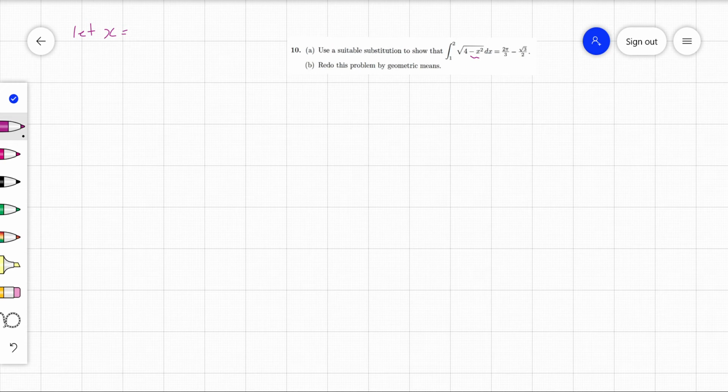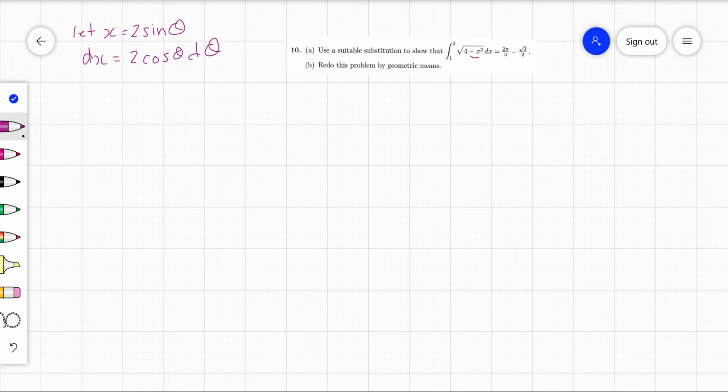We're usually saying let u equal and use a new variable we're bringing in. But here we're saying let x equal, for example, 2 sine theta. And don't forget we want dx. So dx would be 2 cos theta d theta.